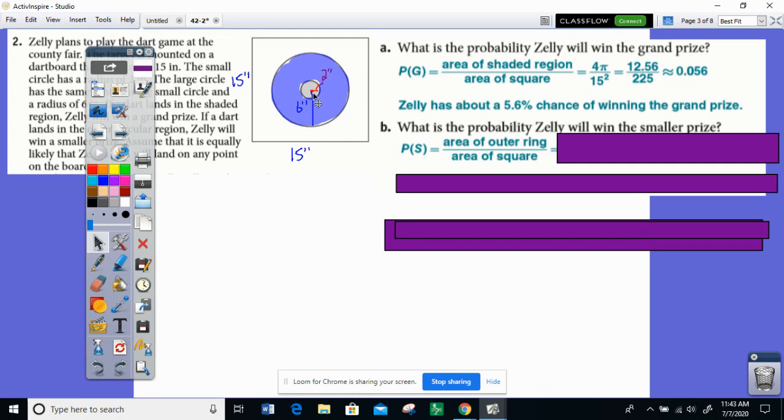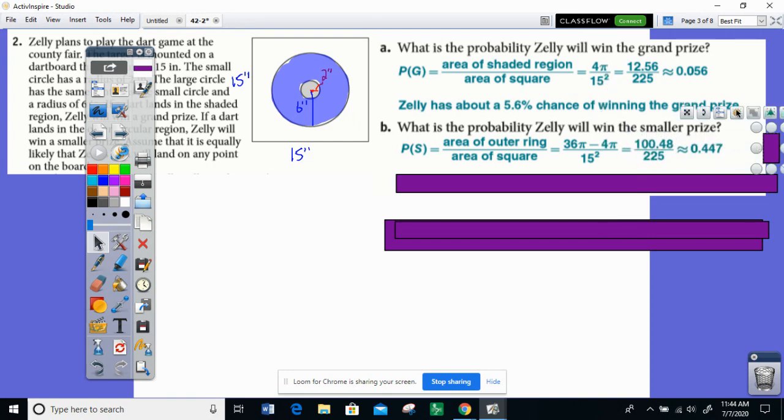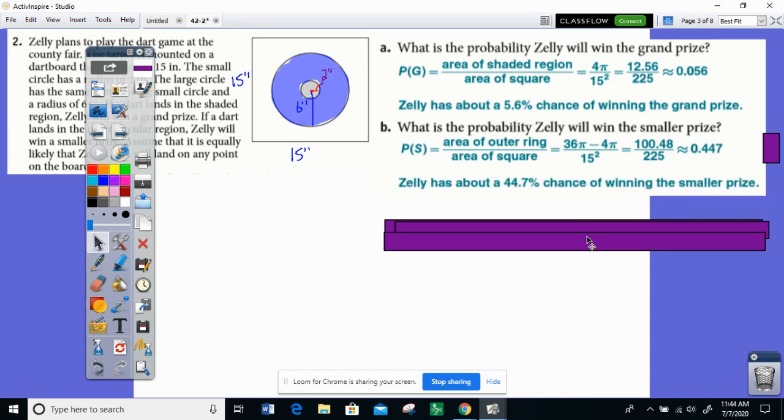Well, to get the area of that blue shaded donut, we need to first find the area of the entire circle, which would be pi times 6 squared. That would be 36 pi, but minus the area of the part in the middle that we're taking out, which we saw up in part A was 4 pi. So that would give us 32 pi, or about 100.48 inches squared. And that's still going to be out of the total area of the square. So 100.48 divided by 225 comes out to be about 0.447. Zelly has about a 44.7% chance of winning the smaller prize.